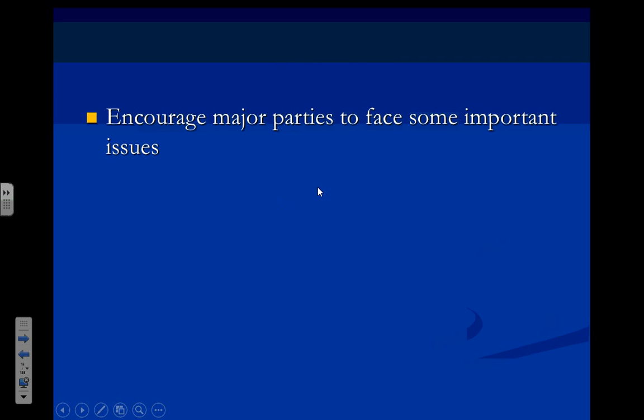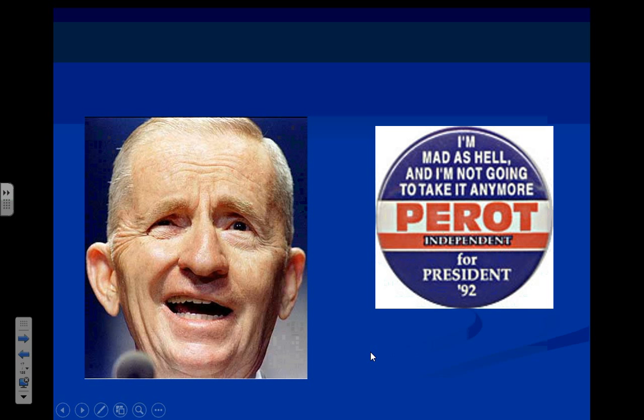Sometimes a minor party can encourage major parties to face some important issues. Now, if the candidate is, I guess, dynamic enough, they may bring up issues that the people really want to look at. Ross Perot is a good example. When he ran for president in '92, his issues were basically the economy, balancing the budget, and things like that. And even though Ross Perot did not win the election, in fact, he didn't win a single electoral vote, he did force the other candidates to deal with the issues that he was talking about. Sometimes minor parties can do that. They can bring up the issues. They can determine some things that the other candidates need to look at.